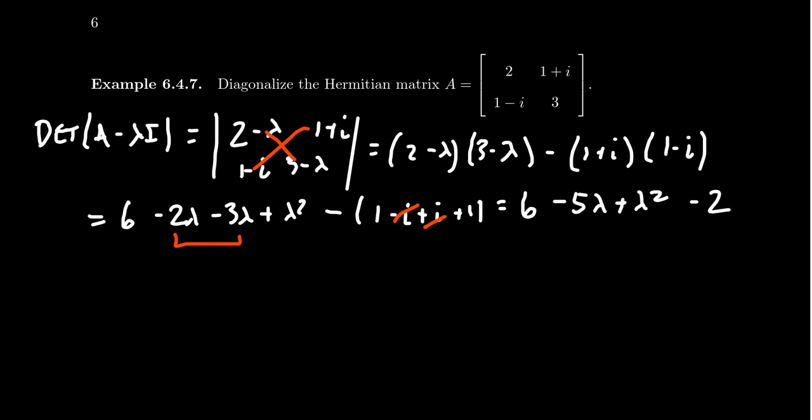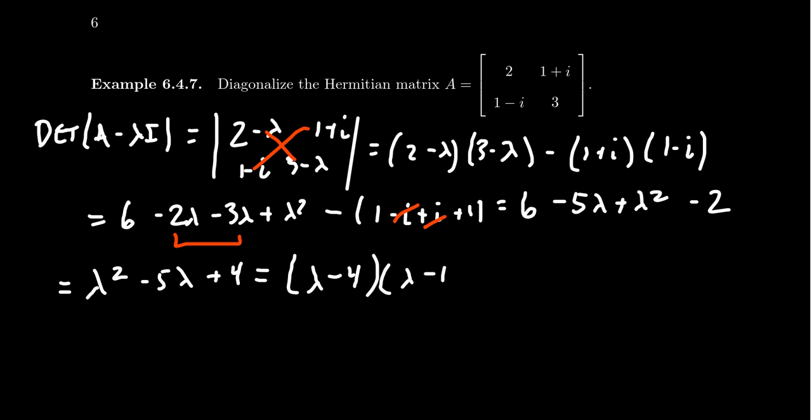And then we get a minus 2 right there. Putting this all together, our characteristic polynomial is lambda squared minus 5 lambda plus 4. And our goal, of course, is to factor this thing. We want factors of 4 that add up to be negative 5. We can take lambda minus 4 and lambda minus 1.